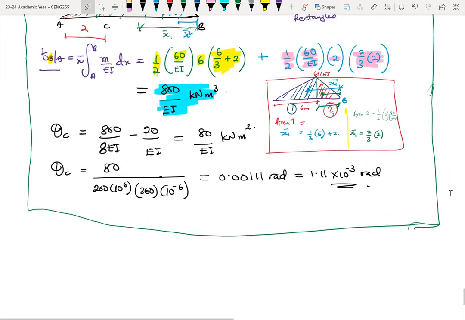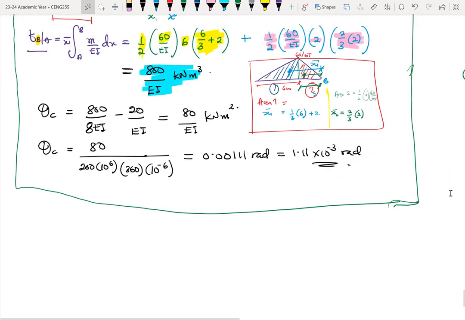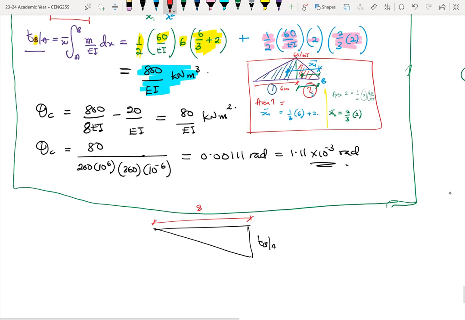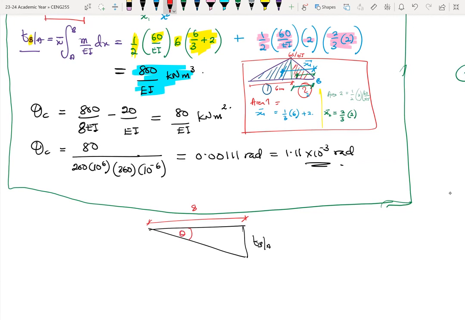So once we find TBA, going back to our diagram, this is TBA. This entire length here is 8 meters. I want to find this angle theta. So let's call this theta A. So tan theta A is equal to what? Opposite over adjacent, which is the length. In this case, is 8.